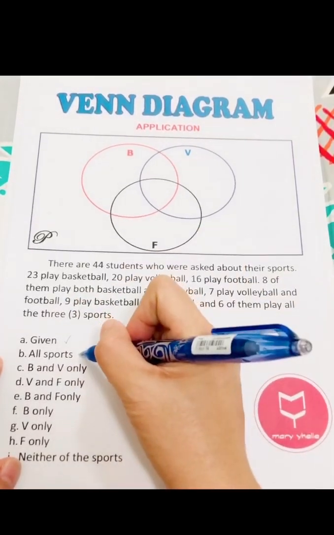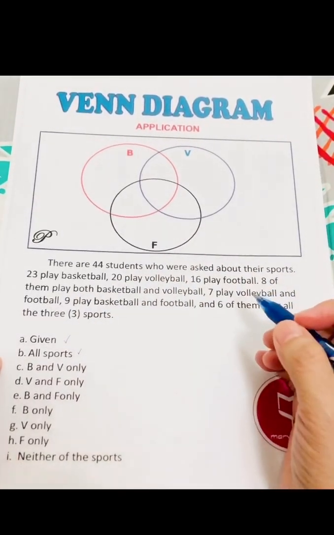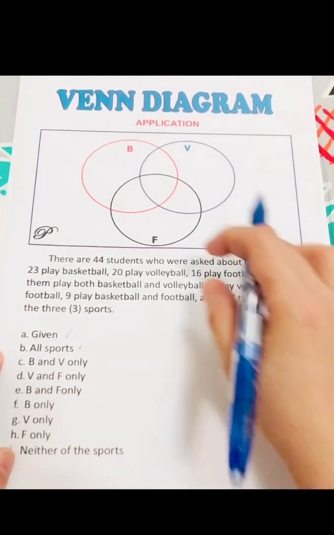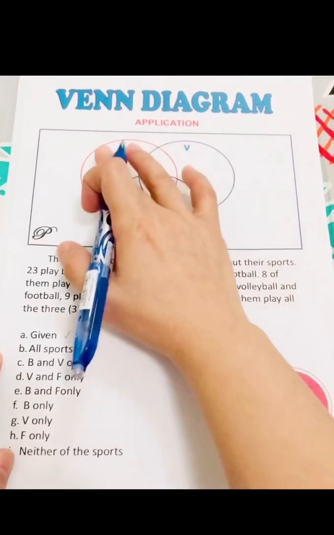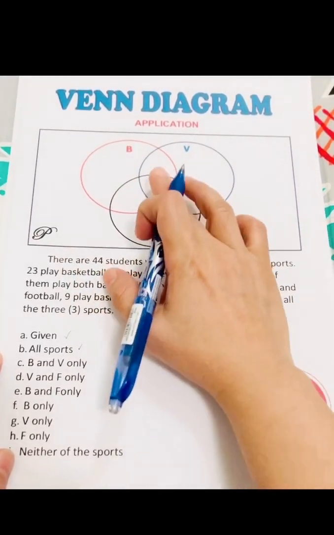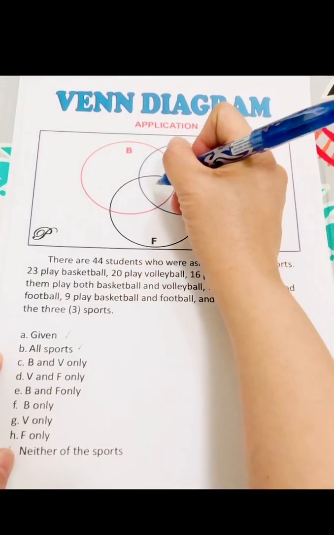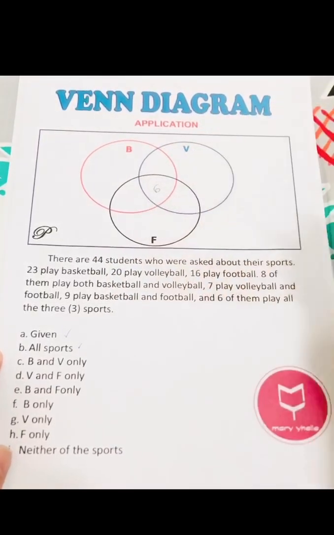So we're on the second letter now, that 6 of them play all the 3. As you can see, these 3 circles are overlapping with one place here at the middle. So here you're going to put 6.